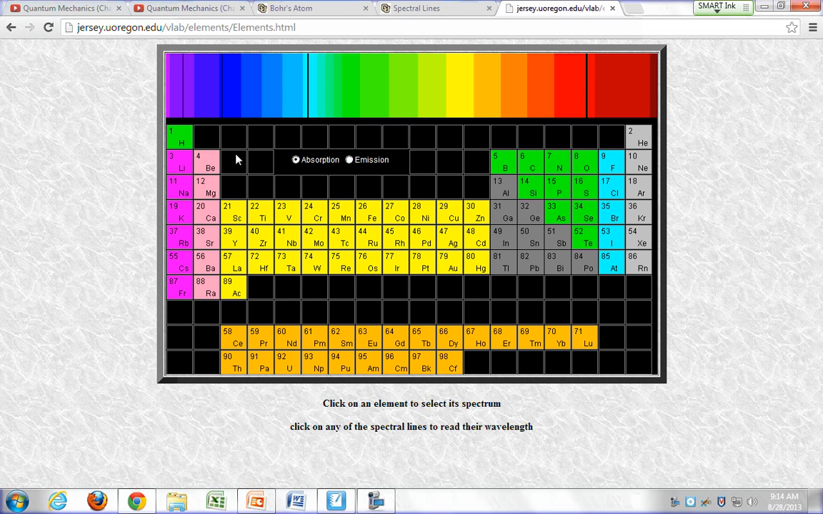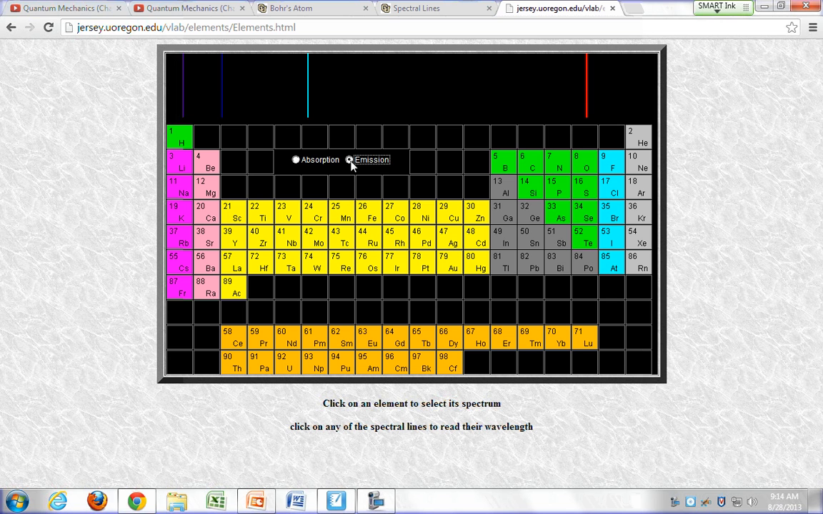And if you click on emission, that's the light that's produced by the atoms. This is characteristic for hydrogen right here. So this red line occurs at around 656 nanometers. It's given in angstroms, so that's 6,564, and an angstrom is a tenth of a nanometer. So that's 656 nanometers. This bluish line right here is around 487 nanometers.